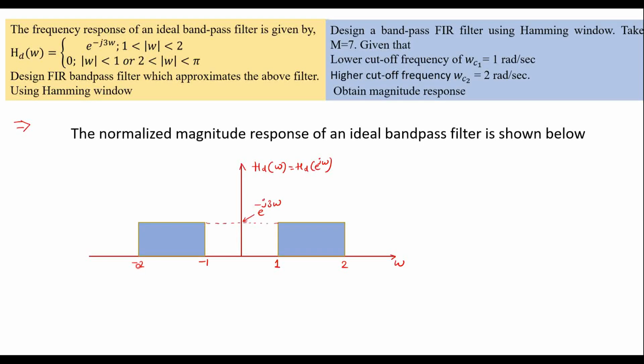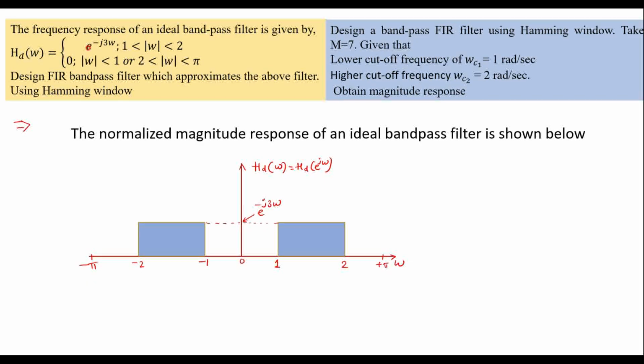As it is a bandpass filter, we have two bands here. Its value is 0 if omega is less than 1. So here we can see that from minus 1 to 0 its value is 0. Similarly, in between 0 and 1 the value is 0. As well, when omega is greater than 2 and less than pi, its value is 0. That is, if we consider this as minus pi and this as plus pi, from 2 to plus pi it is 0 and from minus 2 to minus pi its value is 0.